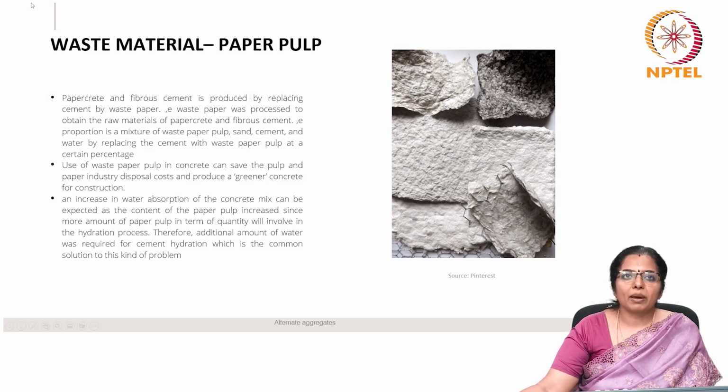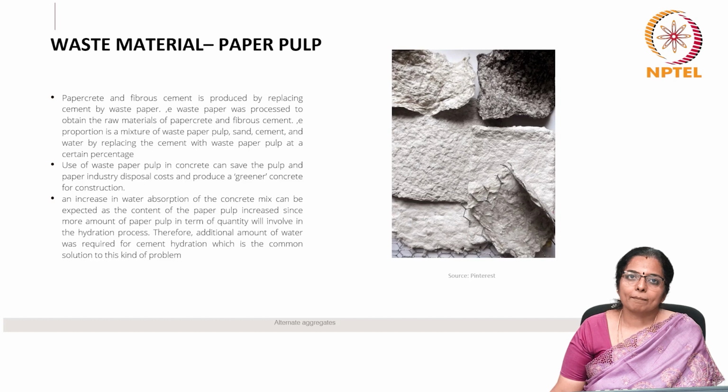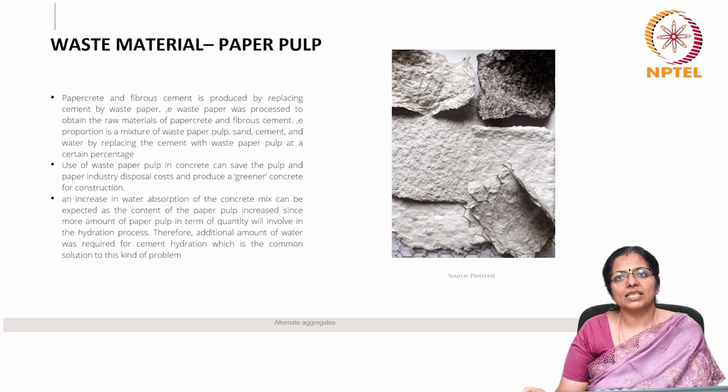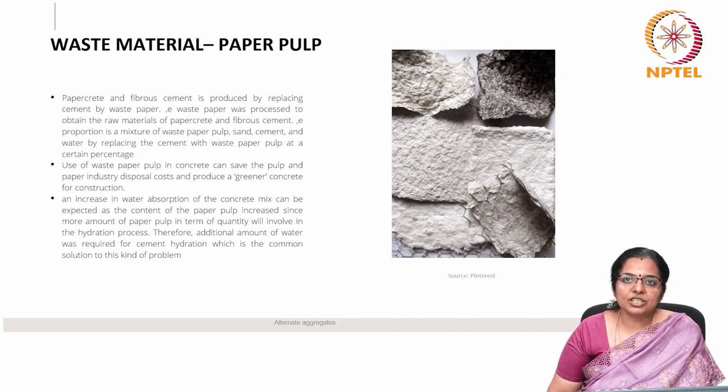Let us consider paper pulp as a waste material. We have already seen this. Now we work vice versa. So, papercrete and fibrous cement is produced by replacing cement by waste paper. E-waste paper is processed to obtain the raw materials of papercrete and fibrous cement. The proportion is a mixture of waste paper pulp, sand, cement and water by replacing the cement with waste paper pulp in a certain percentage.